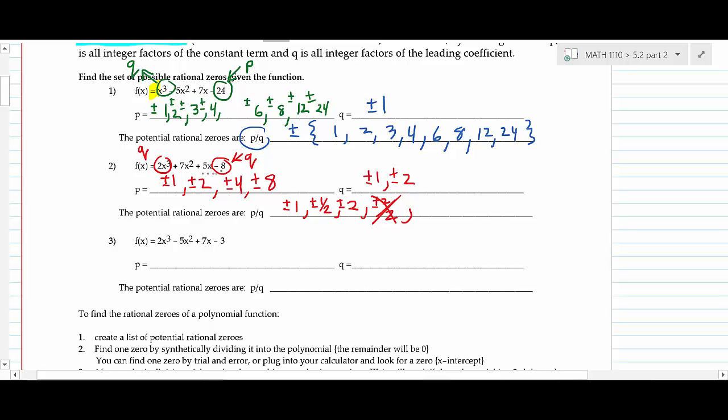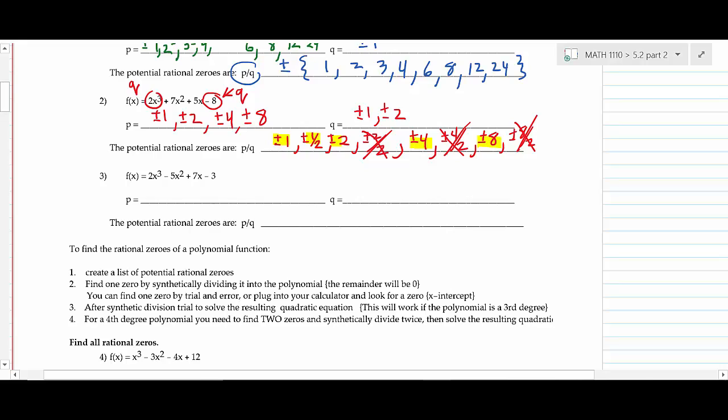Okay? Then you go 4 over 1 is 4. Then you go 4 over 2. Well, what's 4 over 2? It's 2. I already got it. You don't need to write it again. Okay, then I do 8 over 1 is 8. And then I do 8 over 2. But again, 8 over 2 would be 4, and I've already used it. So your numbers would be 1, 1/2, 2, 4, and 8. Okay, that's how that goes. Does that make sense? You're just doing every P over every Q to create that list. All right, let's do one last one like this, then I'll start putting it all together.